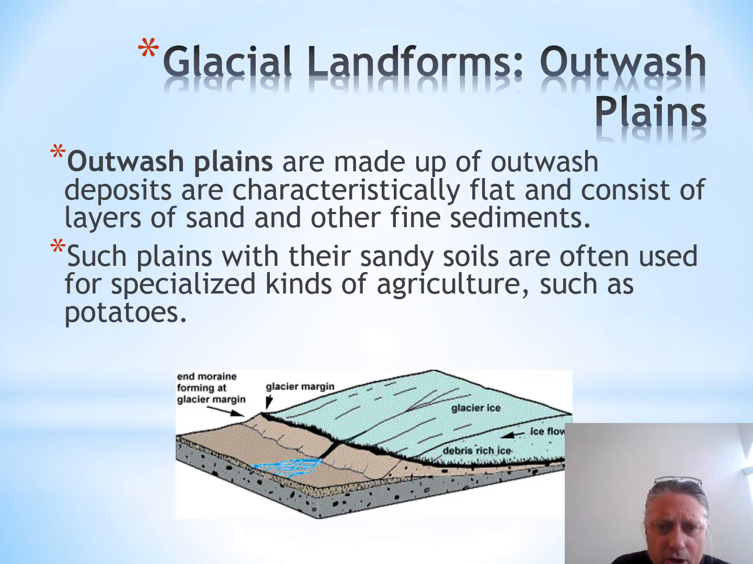Outwash plains occur at the terminal end of your glacier, that Piedmont end, and as it melts, it washes away, causing plains. This soil tends to be, well, it's not deep, rich soil because a lot of it's washed off. It's rather sandy because sand is a larger sediment. It's specialized, like potatoes on these outwash plains.